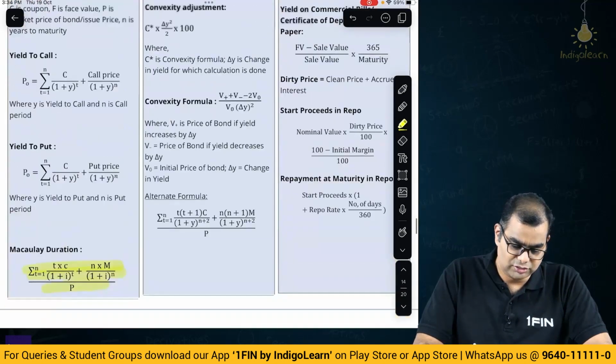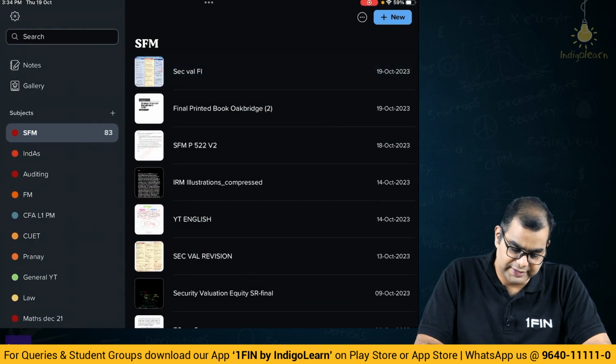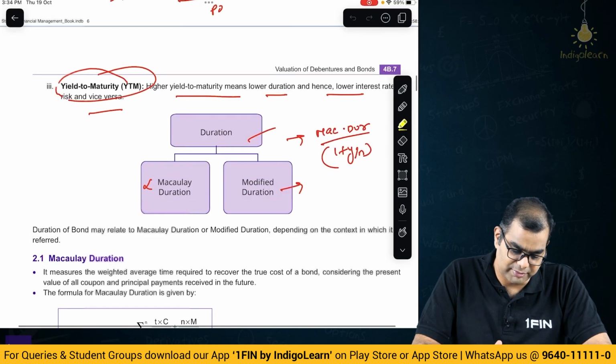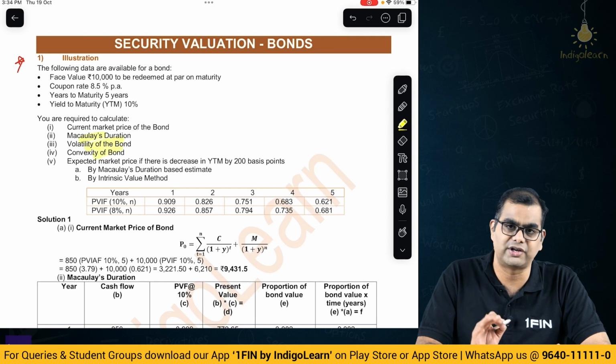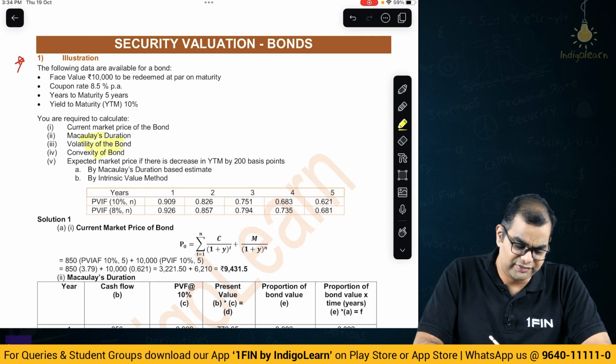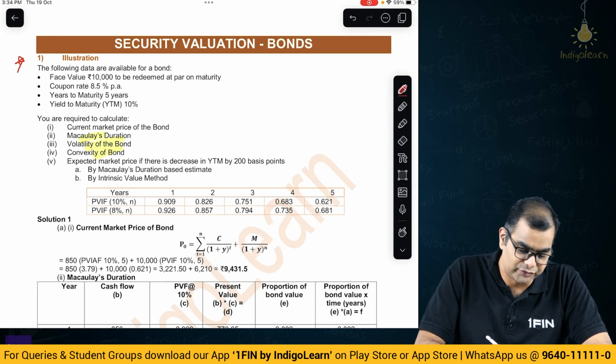Now let me show a problem to you, and then you will understand this much better. Let us look at the very first problem. This has a bunch of other things. We will ignore those: Macaulay duration, volatility, convexity, all of that will come later. Or even we can see Macaulay duration but not modified, but not the other aspects. We will come to the other aspects. Let us look at this simple problem.